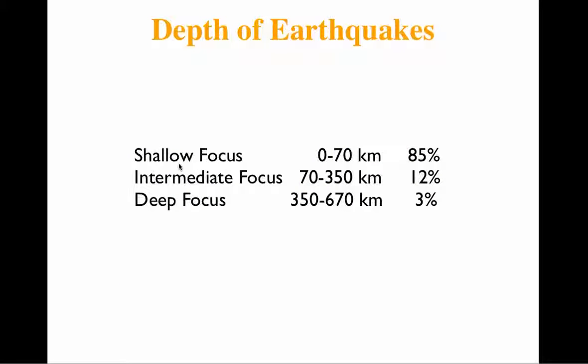Now, depth of earthquakes. Most earthquakes occur fairly shallow, 0 to 70 kilometers. What is that? 42 miles. Intermediate earthquakes from 42 miles up to, oh man, got to do the math, 60, 60, 180, about 210 miles approximately. Deep focus earthquakes, just a few of those.